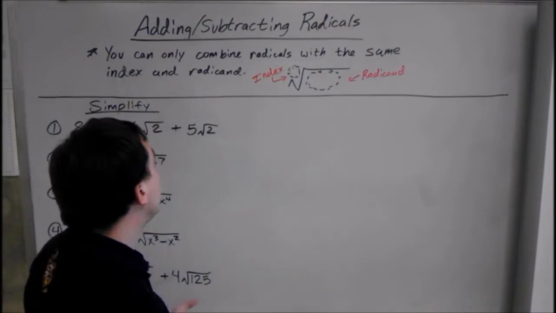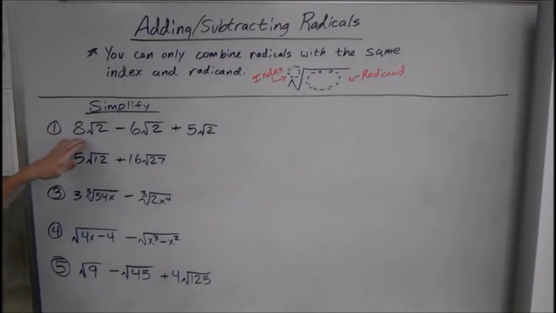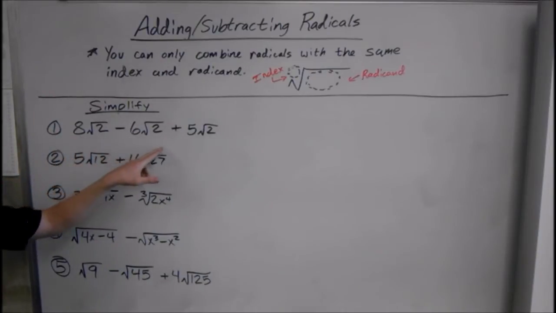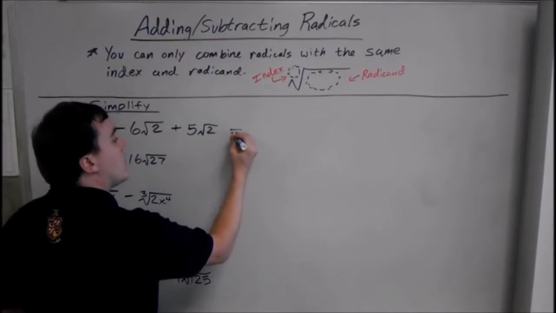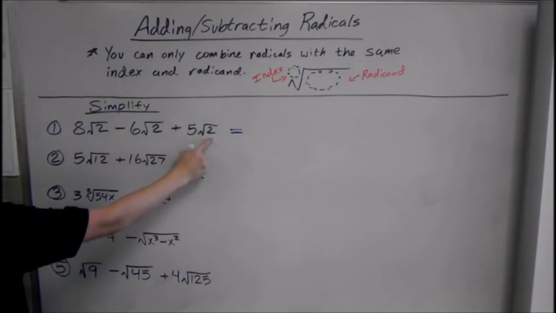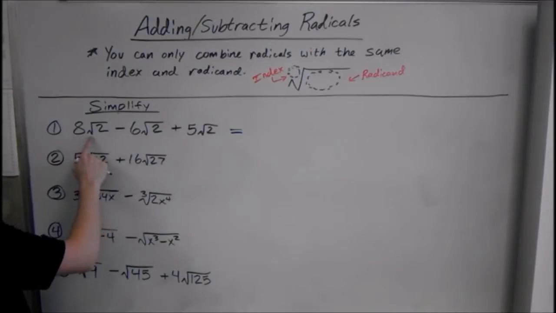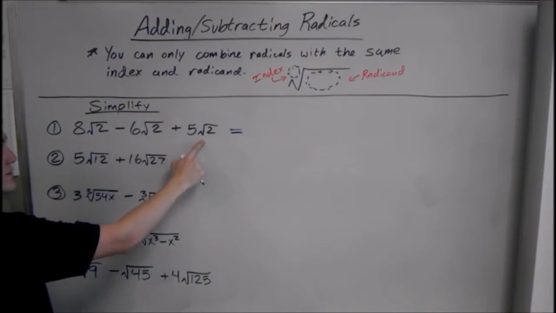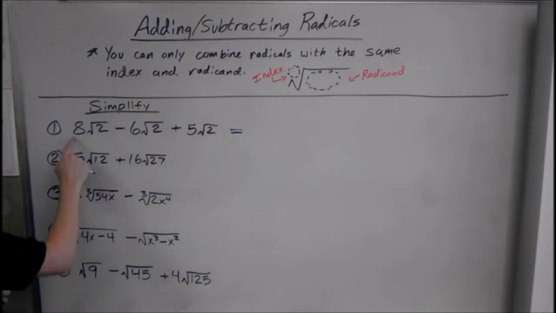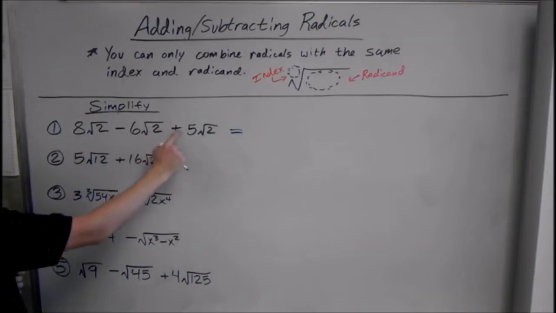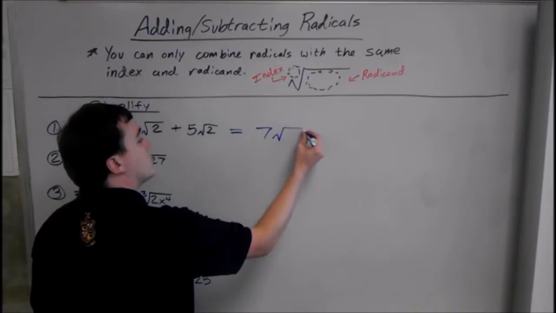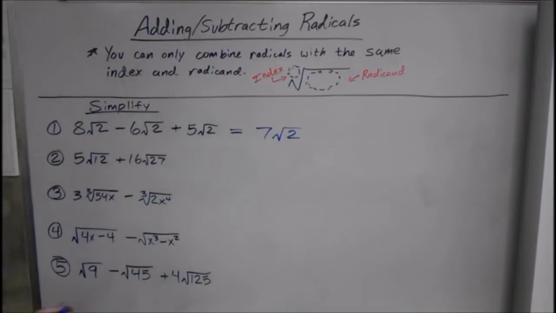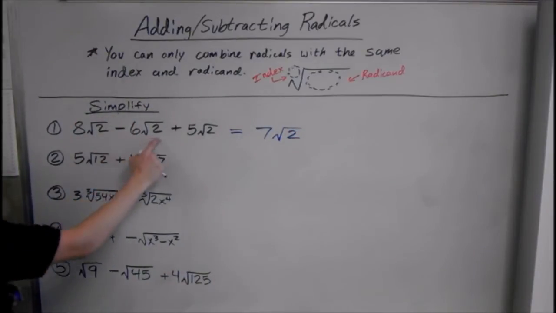You can't do it. So for this first one, we have 8 root 2 minus 6 root 2 plus 5 root 2. That's all right. They all have root 2. So this is like 8x minus 6x plus 5x. It's the same concept. 8 minus 6 is 2. 2 plus 5 is 7 root 2. Done. The inside doesn't change.